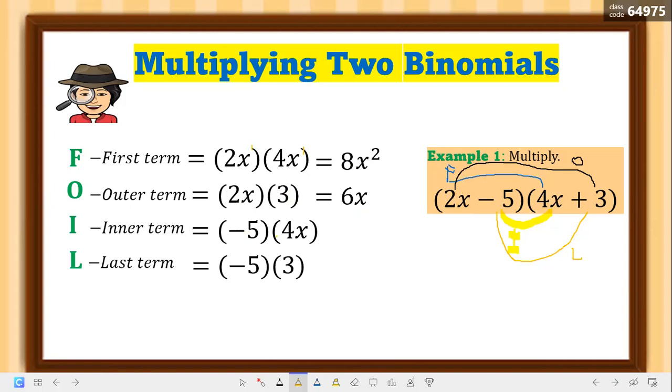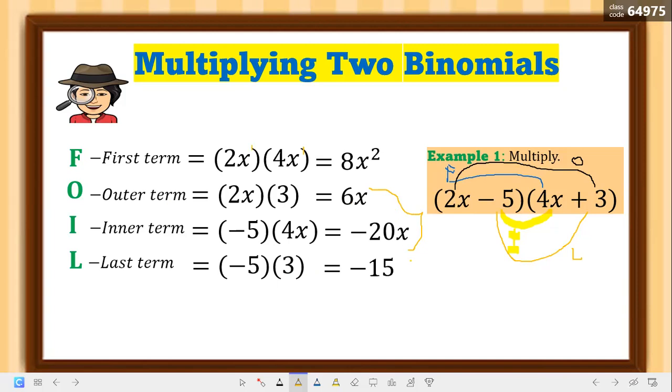O dito tayo sa I. What is negative 5 times 4x? Negative 20x. Okay, very good. Then, what is the last term if you multiply this? Negative 15 po. Negative 15. Okay. Negative 15. Okay, take note. Pag in-observe natin ito, what do you notice about this product of outer and inner terms? What do you notice about these terms?